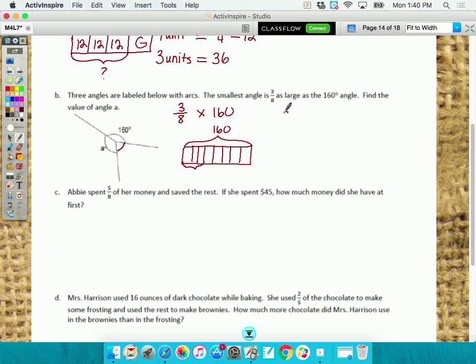Okay, how many total units do I have to start with? 8 units equals 160 degrees. 1 unit equals 160 divided by 8. Are you going to take the 0 off? Do 16 divided by 8, add the 0 back on. What did you get? 20. 20. So if I have 3 units, you have to write it all 3 times. 3 units equals 60. So this one right here is 60 degrees.